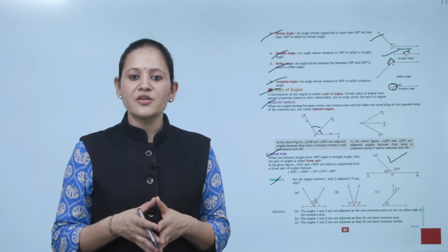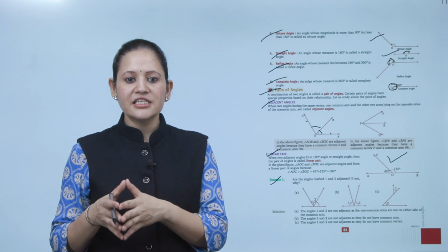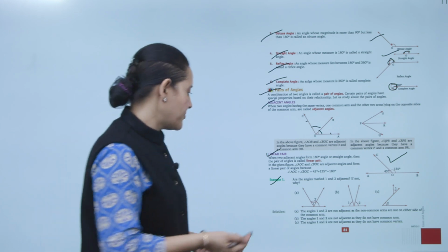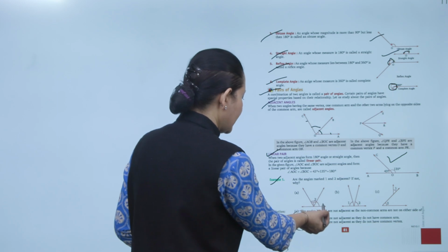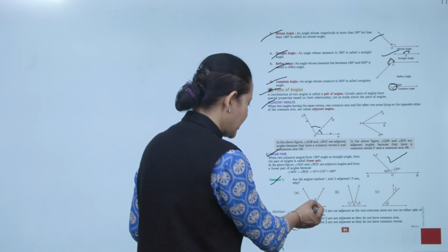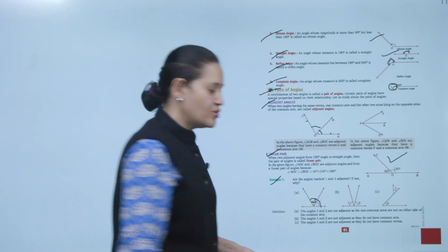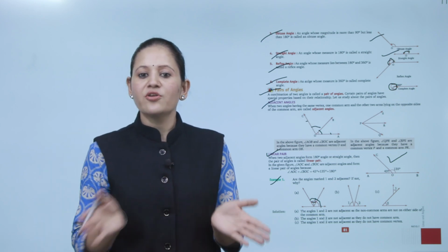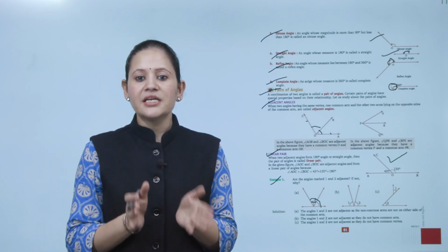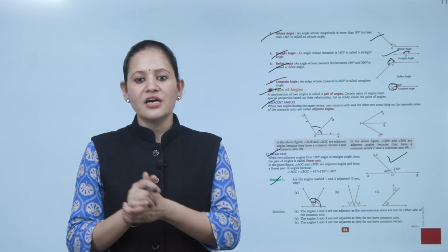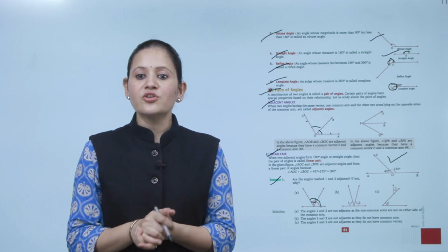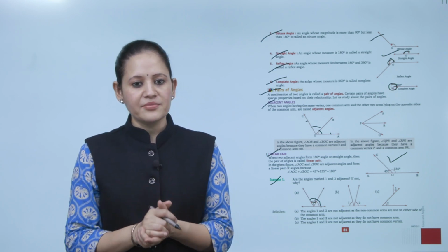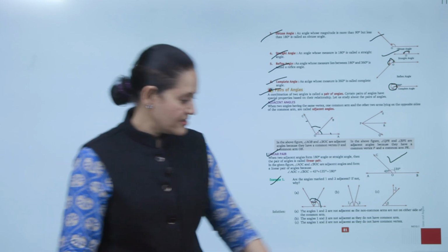Are the angles marked 1 and 2 adjacent? If not, why? So here, this is angle 1 and this is angle 2. The angles 1 and 2 are not adjacent. Why? Because they don't have a common arm and are not on either side of the common arm. So they are not adjacent.